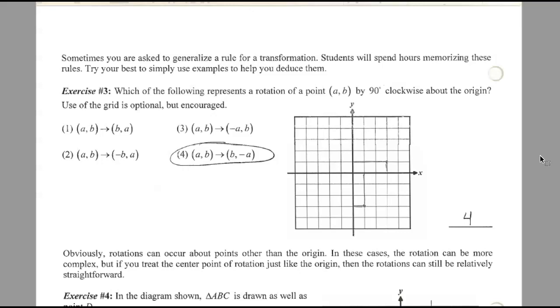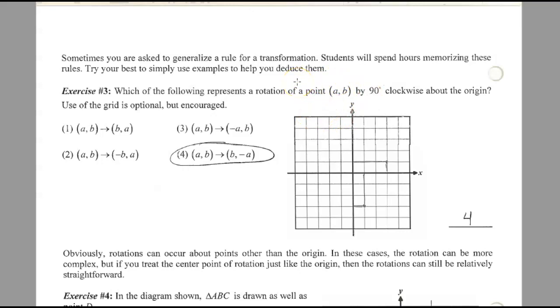It would be page 13 in yours. So on to page 14, looking at the top here at exercise 3. We have a point AB being rotated by 90 degrees clockwise. No matter where that point is, A could represent positives, could represent negatives, same thing with B.